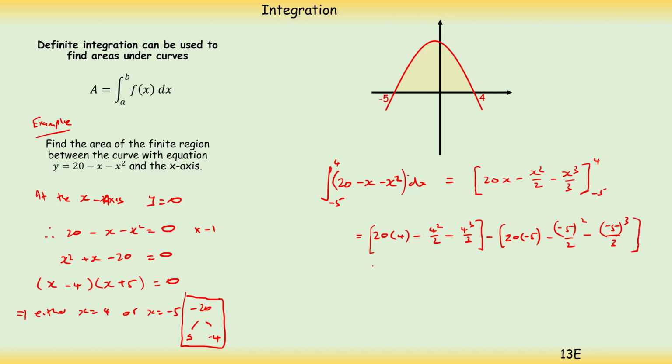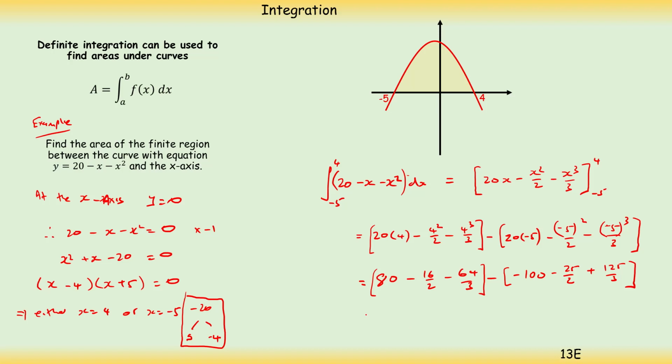Okay, I know people reach for the calculator about now, and there's actually nothing wrong with that. Let's just see if we can simplify before we do that. So that's going to be 80 minus 16 over 2 minus 64 over 3 minus 100 minus 25 over 2, and so minus and minus, so plus 125 over 3.